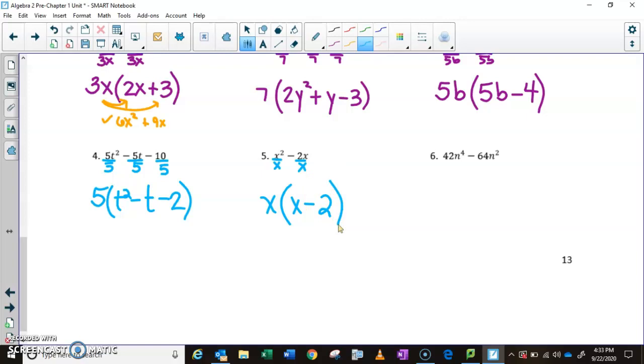And number 6, 42n to the 4th minus 64n squared. This one should have been the hardest one because you have the largest numbers to begin with. So 42 and 64, greatest common factor is 2. N to the 4th and n squared, the smallest exponent there is n squared. So when I take 42 divided by 2, that's 21. Take 2 n's away from the 4, that's n squared. Minus 64 divided by 2 is 32. Taking the 2 n squareds away, done. So 21n squared minus 32 completed.